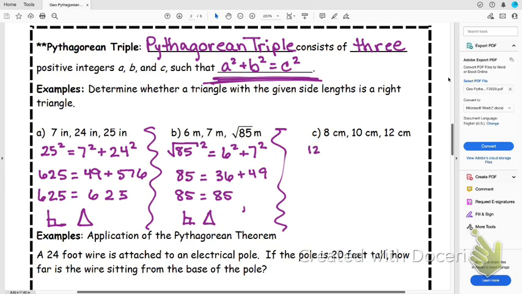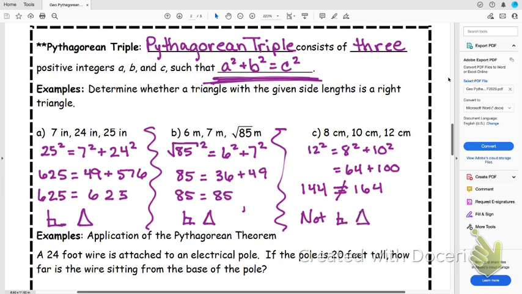What do you mean? You don't have to square that. 144. That's the easiest one. So is it a right triangle? No. So my equal sign, I cross it out and I write not a right triangle. Those are kind of easy.